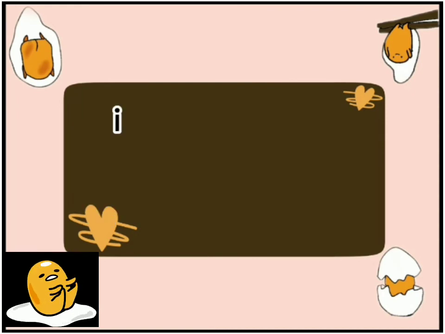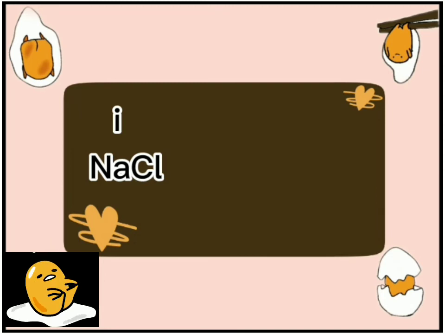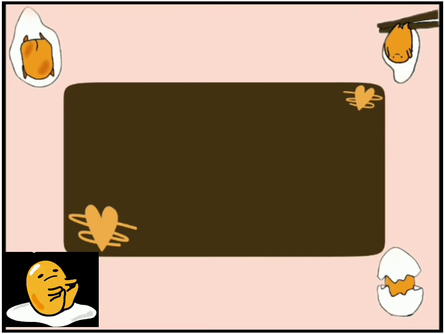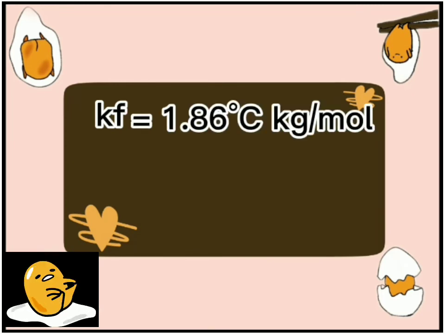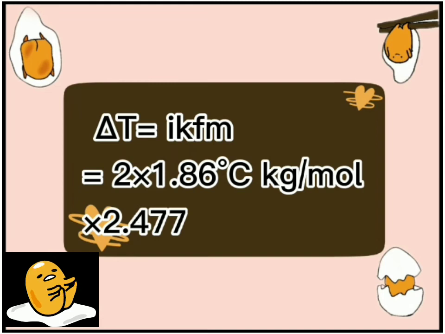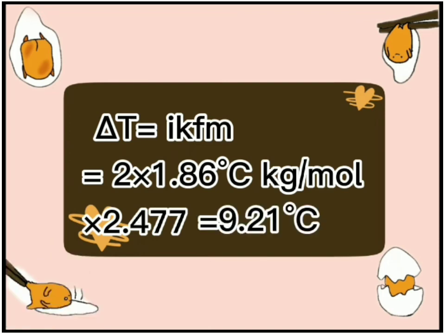Next, we get the i. Since sodium chloride is ionic, our i is not equal to 1, but rather 2. The two ions, sodium and chloride, represent the i. Next, we have the freezing point constant, which is 1.86 degrees Celsius kilograms per mole. Now, using the i, Kf, and m, we multiply them. 2 times 1.86 degrees Celsius kilograms per mole times 2.477 moles per kilogram will give us 9.21 degrees Celsius.